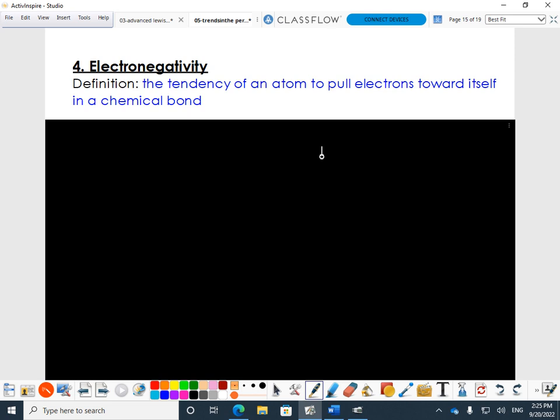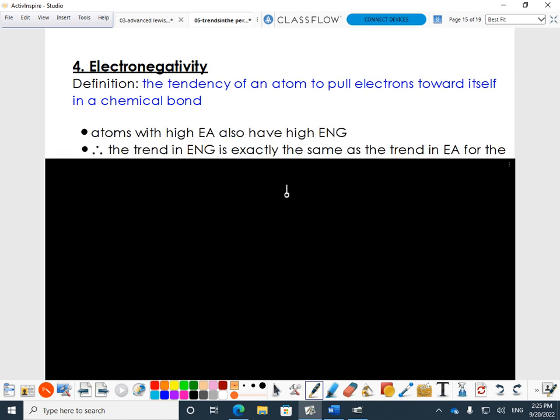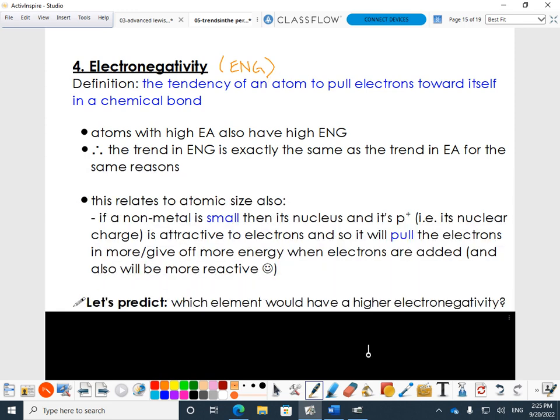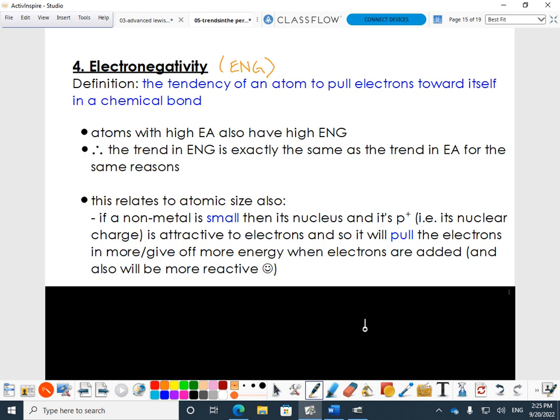Okay? So electronegativity, the trend is the same as electron affinity. The definition is just a little bit different, but the same ideas. Atoms with high electron affinity have high electronegativity. The trend in electronegativity is exactly the same. Sorry, I started to use the short form, but I didn't put it there like the other ones. I apologize.